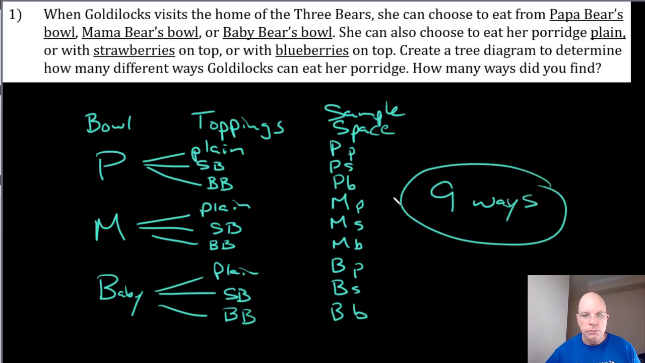porridge. But we could have determined that much more easily by using the fundamental counting principle, which tells you to take the number of choices. In other words, the number of choices for bowls would be 3. She has 3 bowls to choose from. And then you take the number of choices for toppings, which is also 3, and you multiply those together to get the total of 9 possible choices.